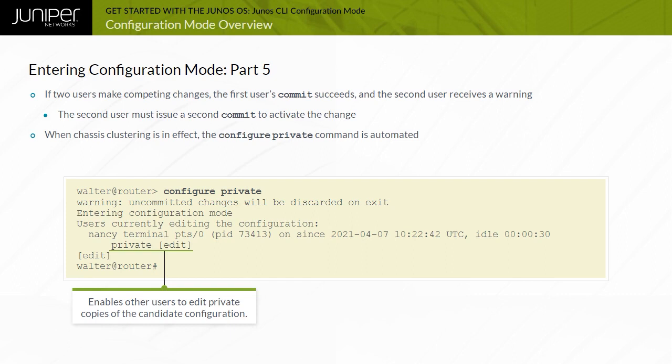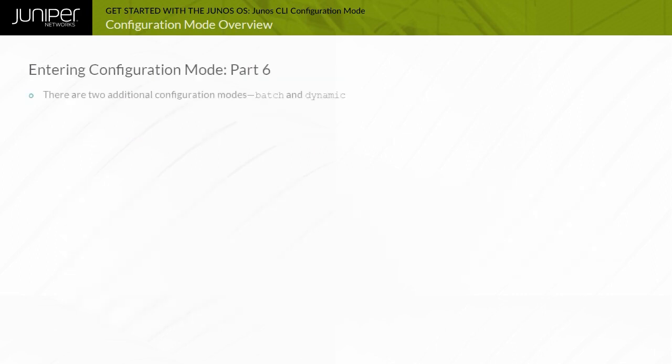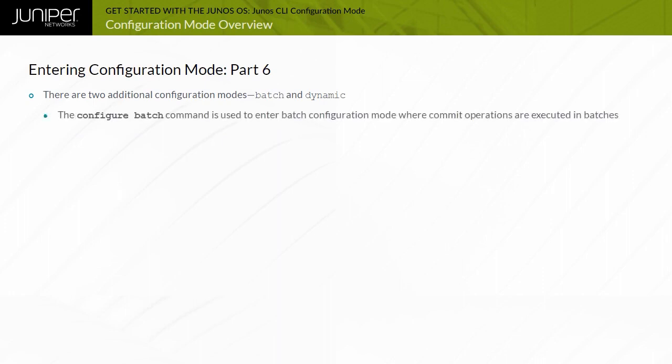The changes made by the first user must be committed or canceled prior to any other users entering configuration mode with the exclusive or private options. There are two additional configuration modes, batch and dynamic. The configure batch command is used to enter batch configuration mode where commit operations are executed in batches.